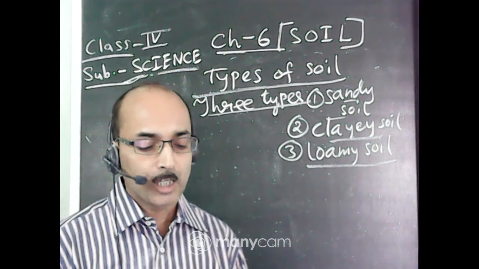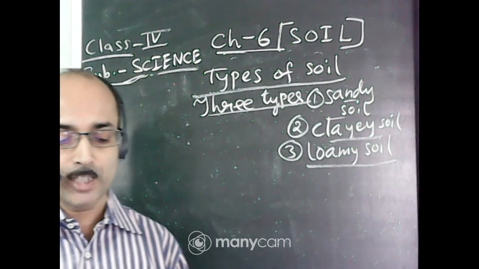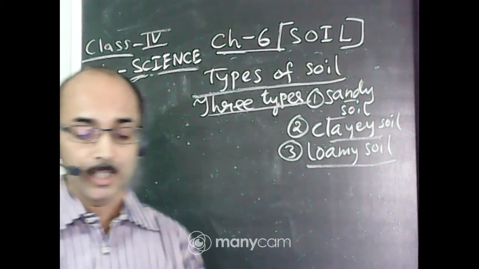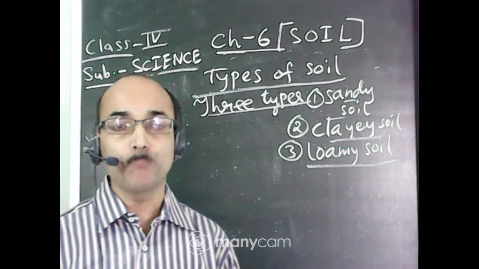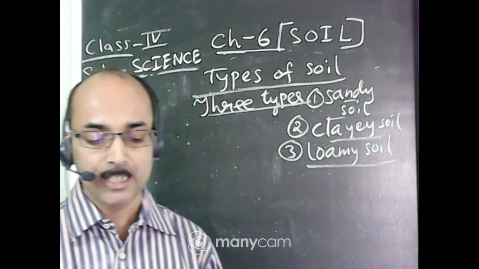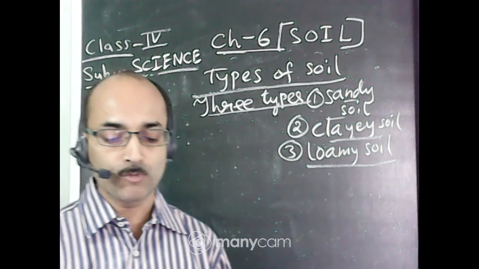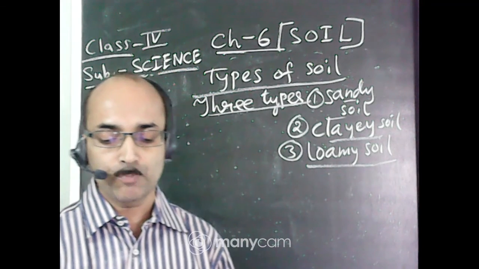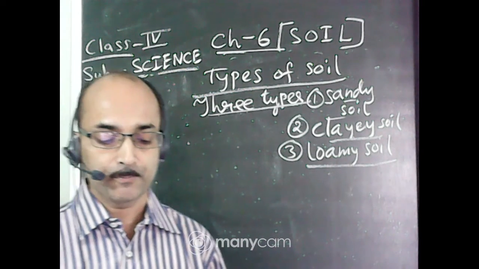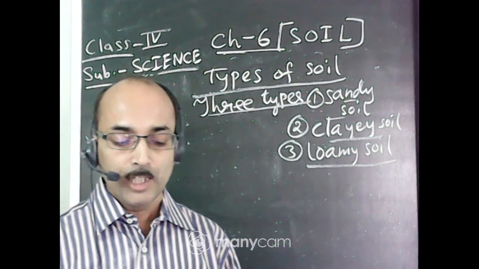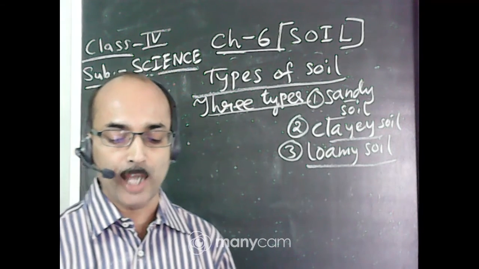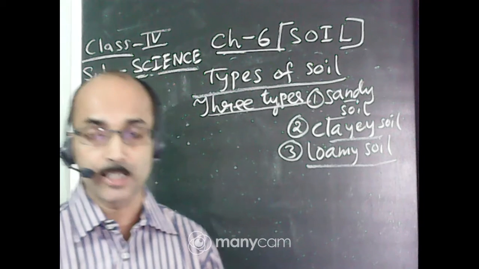Next, clay soil. It mainly contains clay. Number two, it is found in ponds and river beds. Number three, it can hold a lot of water as water does not pass through its particles easily. And number four, it is used for making pots, toys, and kacha houses.